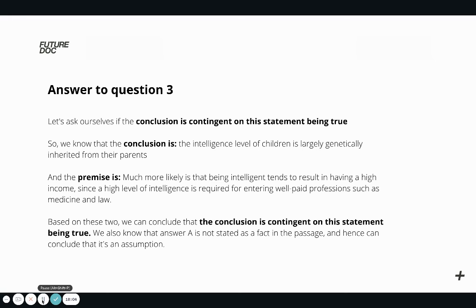We also know that statement 1 is not stated as a fact in the passage, and hence can conclude that it's an assumption. You can also notice how the argument links the premise and the conclusion together.